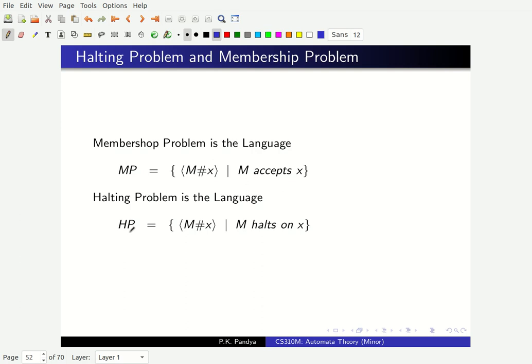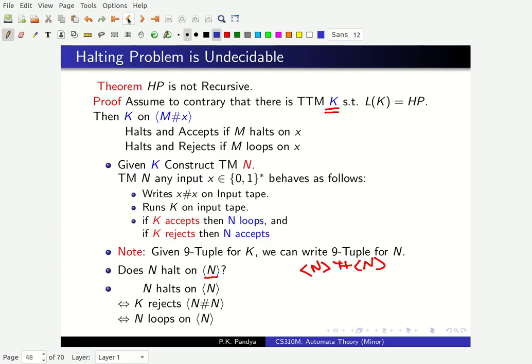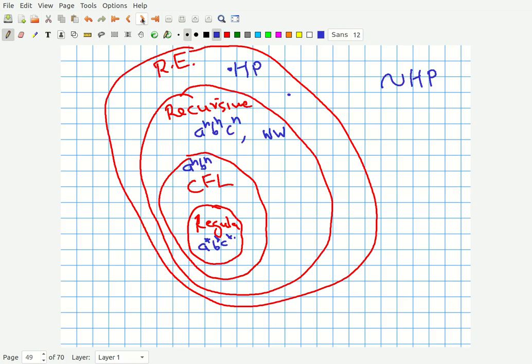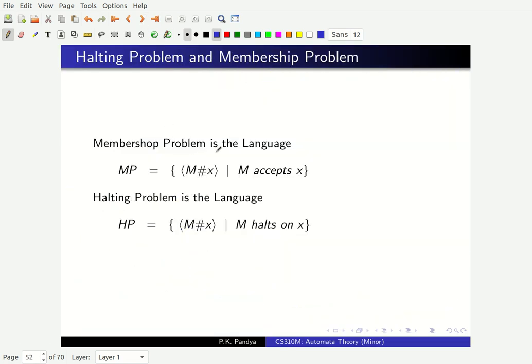We had these two problems, HP and MP. We know that HP is not recursive, and we also know that complement of HP is not RE. What about MP? Is it recursive? Well, we can give an argument similar to Turing's argument by diagonalization to show that MP is also not recursive, right? You can give a proof using diagonalization, but such a proof is involved.